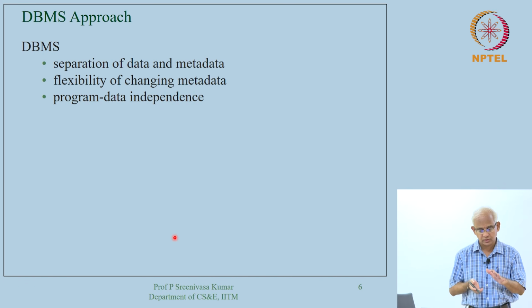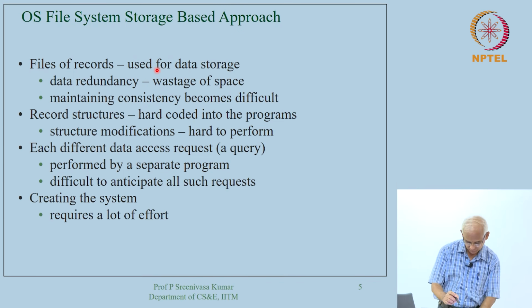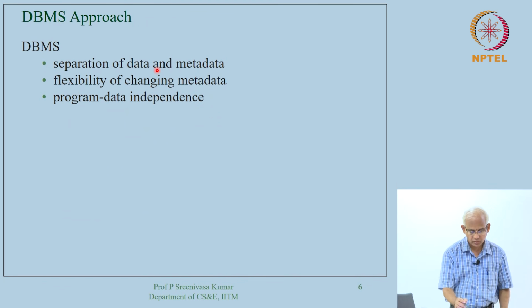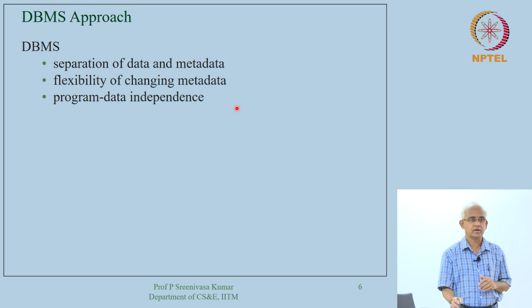So the DBMS approach to this entire issue of creating and managing databases is very interesting. First thing is, it does the separation of data and metadata. The metadata, which is this structure information, that means all those various components that go into structure definitions, are maintained separately in what is called a catalog of the system. In a catalog, we will separately maintain the record types and separate them from the actual programs that handle those records. So this gives us flexibility for changing metadata.